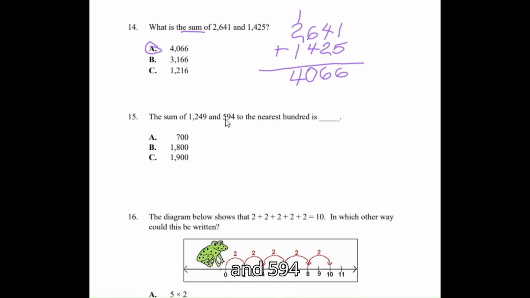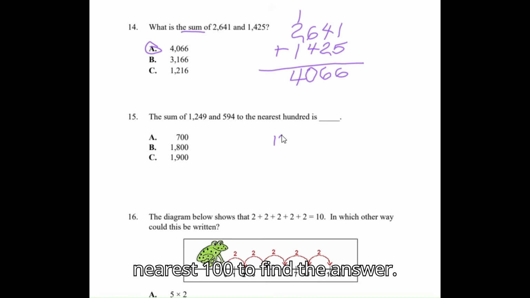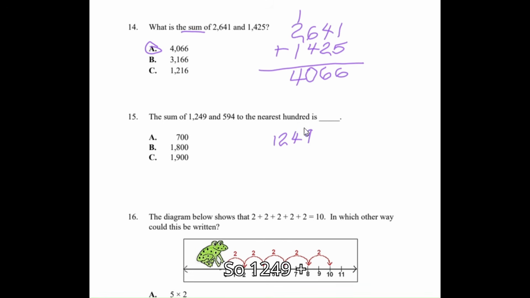Question 15. The sum of 1,249 and 594 to the nearest hundred is blank. Now let us add these two numbers and then we can round it to the nearest hundred to find the answer. So 1249 plus 594.